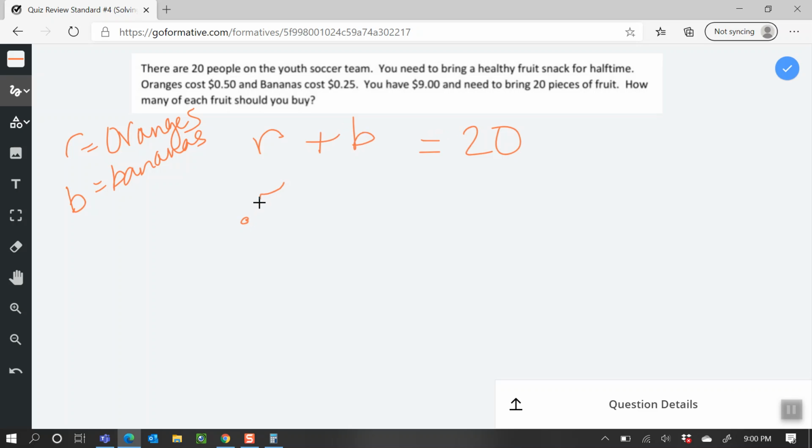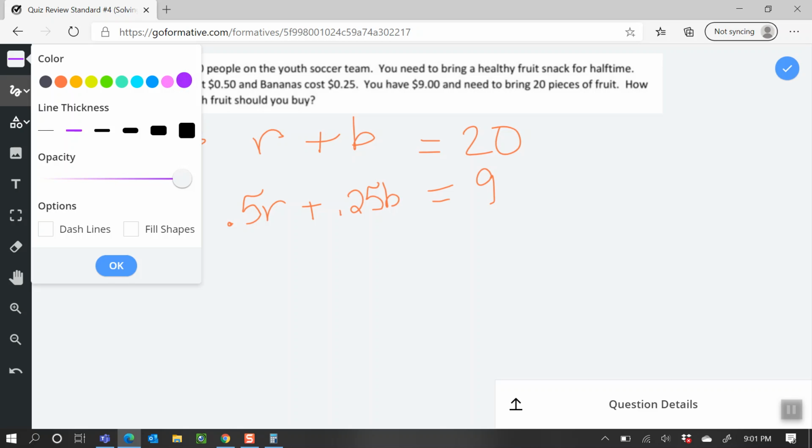So 0.5 times the B. Oh, let's rewrite that in a different order. 0.5 times the B. Oh no. 0.5 is oranges. Oranges cost 50 cents. 0.5 R plus 0.25 B equals 9.